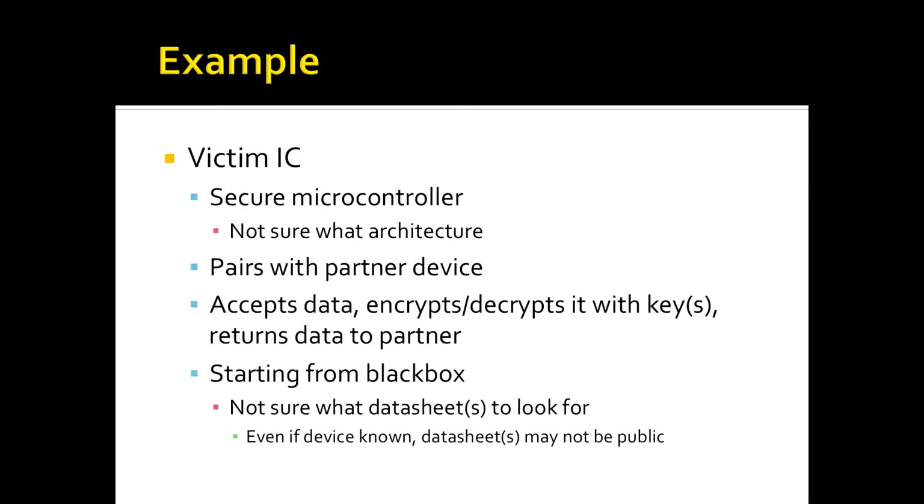So let's roll into the last section, which is the example device I was playing with. So I had a victim IC. I knew it was a secure microcontroller, but I wasn't sure what the internal architecture was of the CPU core. I knew that it paired with a partner device, so a reader and then the target chip. So the reader would send data to the chip, which would encrypt or decrypt it with a key that was inside of it, and then send the data back to the reader, which would go off to the rest of the device. So I was basically starting with a black box, and so I wasn't sure what data sheets to look for, or even if the device was known, the data sheets might not have been public anyways.